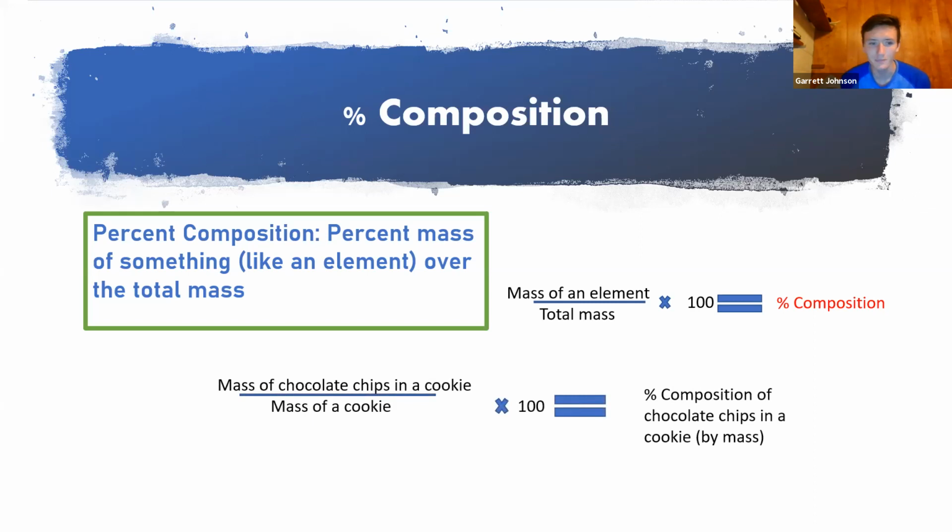So the cookie example, you take the mass of chocolate chips in a cookie, take their mass in grams, divided by the mass of the entire cookie, the chocolate chips included. So I don't know how much that would be, but you times that number by 100, and that's your percent composition of chocolate chips in a cookie.